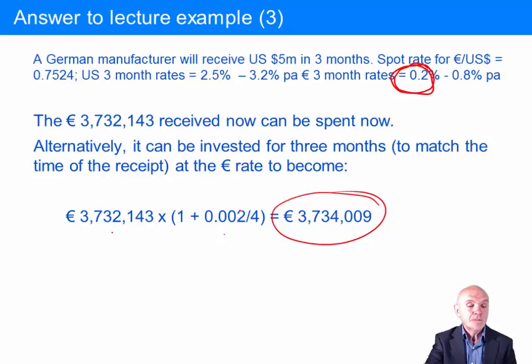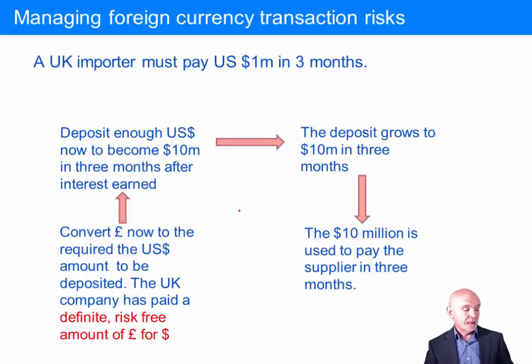So I was receiving money. Let's see what would happen if we had to pay money out. So here we have a UK importer must pay out $1 million in 3 months. Okay, must pay out... I think we should say 10 million in here. Let's make it 10. Everything else is dealing here in 10 million. So UK importer must pay out 10 million in 3 months.